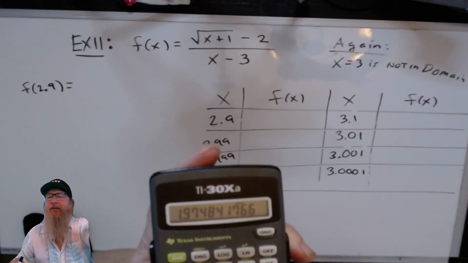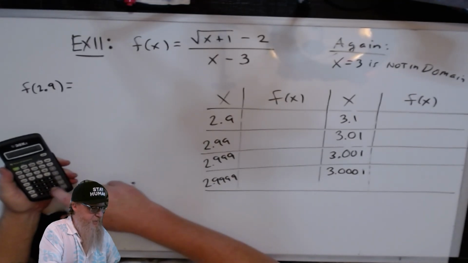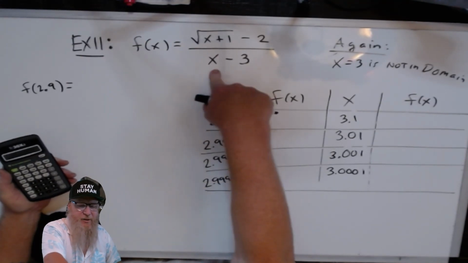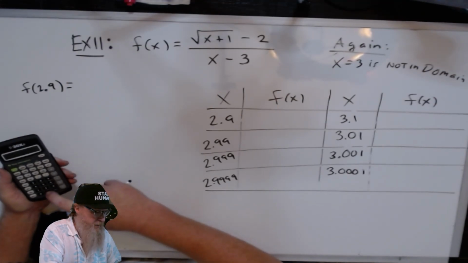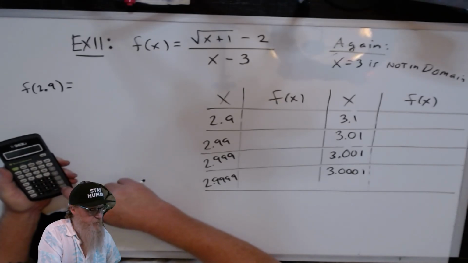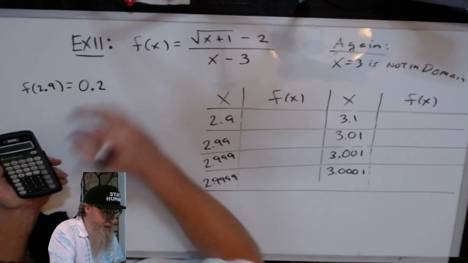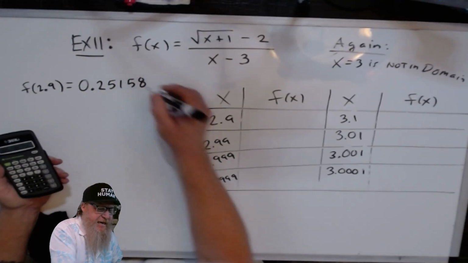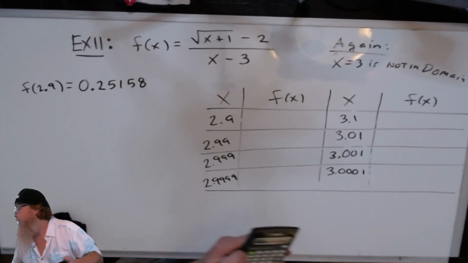My square root button gives me a really ugly decimal. It's not really ugly, it's just long. It fills up the whole screen. And then minus 2. Okay, and then I'm dividing by 2.9 minus 3, which is negative 0.1. Might want to just do that on scratch so you don't screw up what's on your screen. And you're going to get a negative divided by a negative, which is a positive 0.25158.